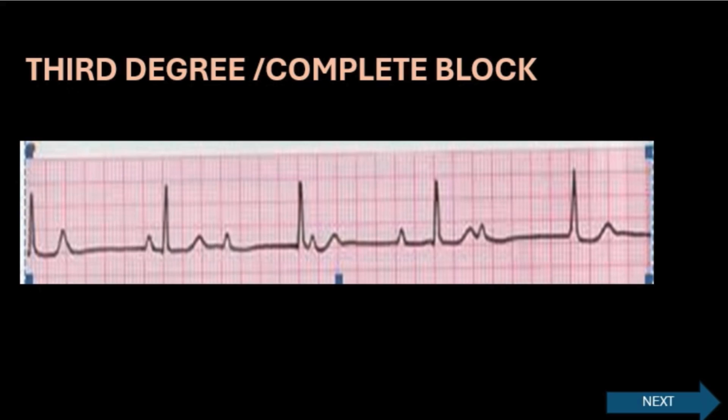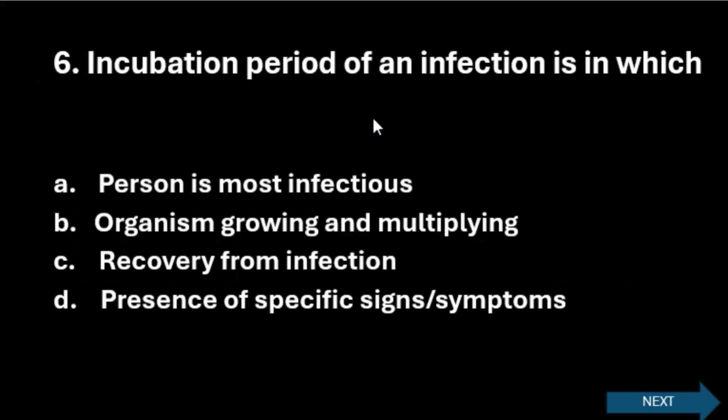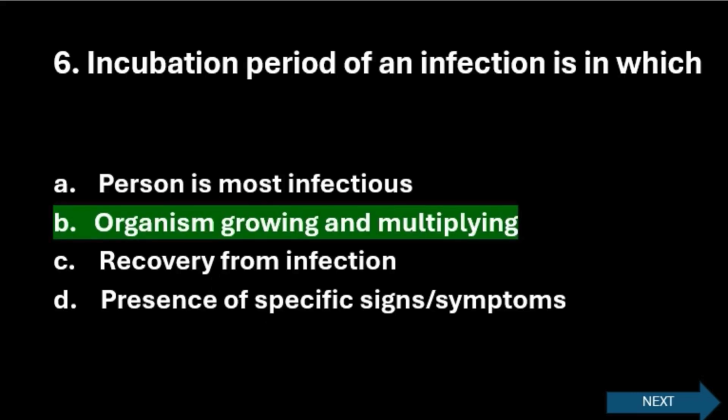Next question. The incubation period of an infection is in which? Option A, person is most infectious. Option B, organism growing and multiplying. Option C, recovery from infection. Option D, presence of specific signs or symptoms. The right option is organism is growing and multiplying.